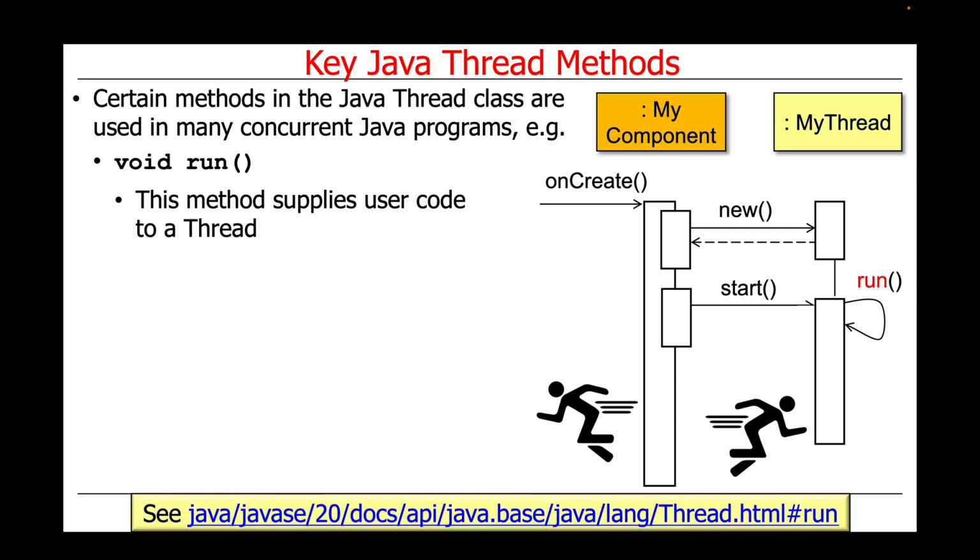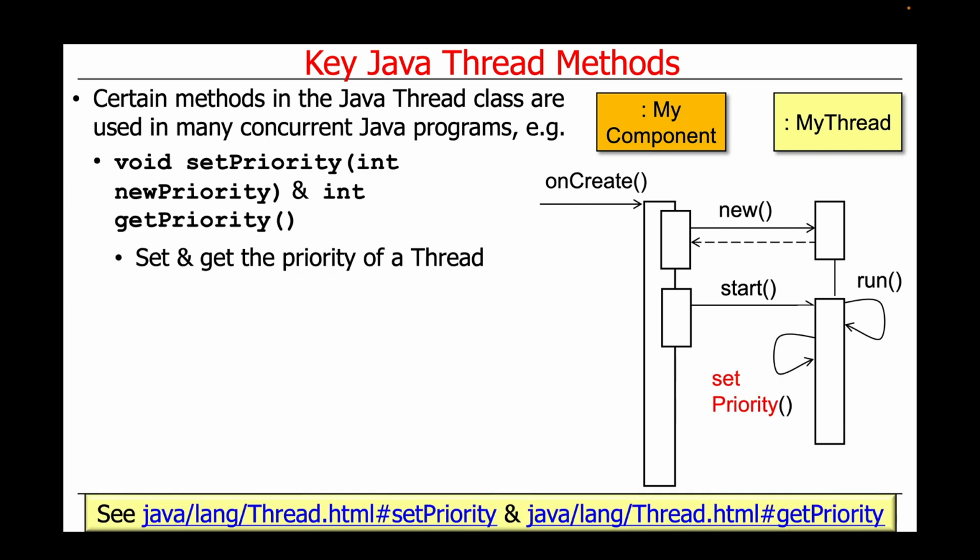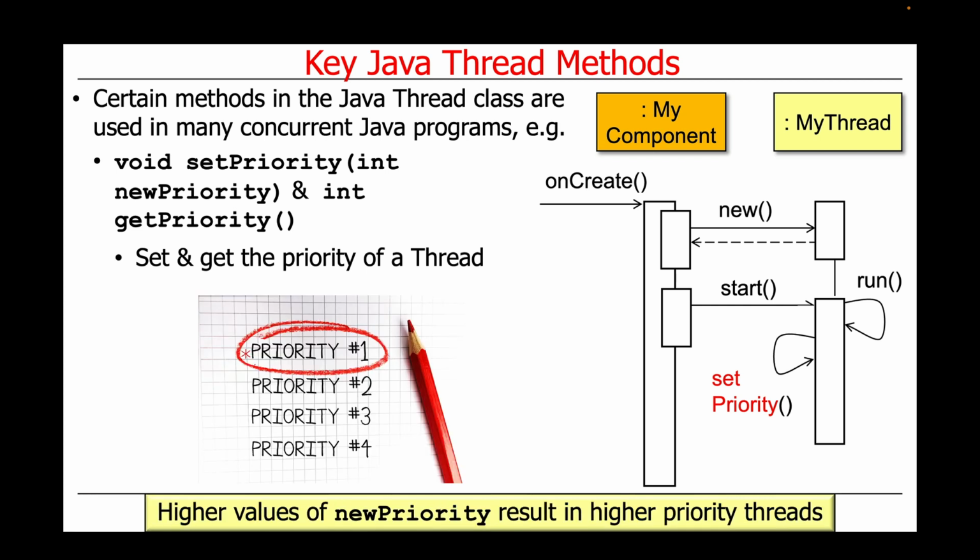The run method supplies user code to a thread to execute. It's a hook method that can run any type of code. A hook method is a method that gets called back by a framework to provide some application or service-specific functionality. Set priority and get priority are mutator and accessor methods, respectively, that set and get the priority of a thread. Higher values of the priority passed to set priority will result in higher priority threads. In other words, the scheduler gives them preference when deciding amongst which threads to run next.